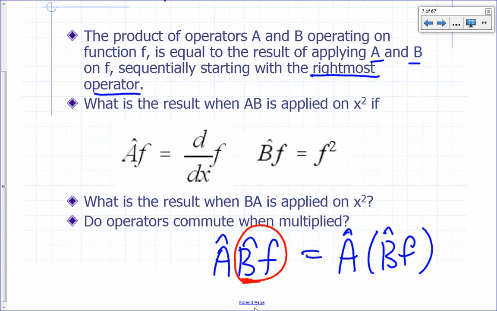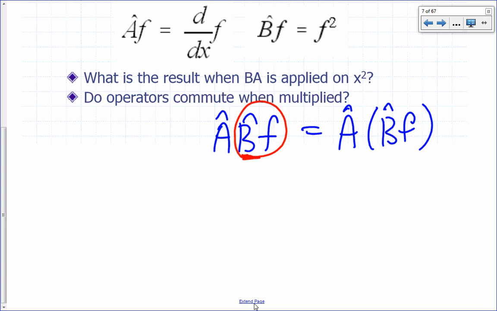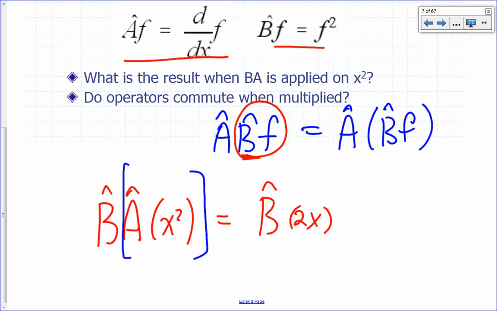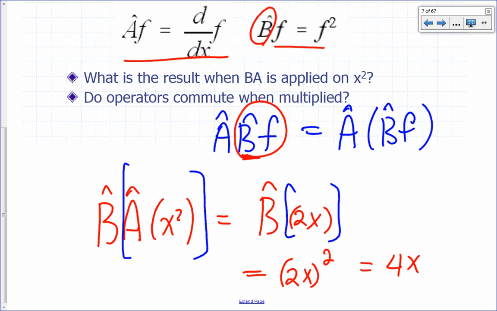So let's do our simple example again. Let's say operator A takes the derivative of a function with respect to x, and operator B takes the square of the function. So what would happen if I were to do B hat A hat, apply that on x squared? What should I do? I have to apply the rightmost operator first, right? So what's A operating on x squared? 2x. That's just the derivative of x squared, which is 2x. So now I apply B on the result. What do I get? What do I do to the function when I operate B on it? I square it. So whatever I have in there, 2x, I square it. So the result is 4x squared.